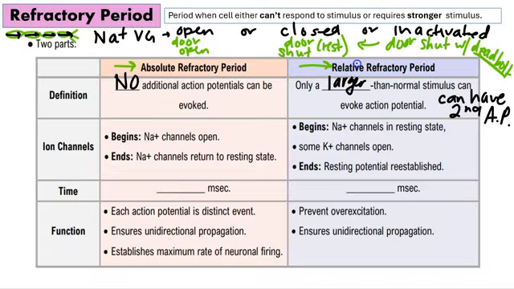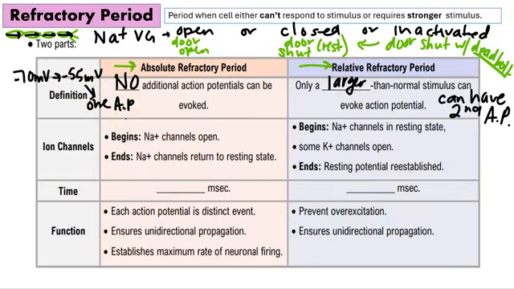We'll see this when we get to the next piece, which is the graph itself. Now, what this means is when you're at negative 70 millivolts, and then you hit the threshold of negative 55 millivolts, one action potential is going to be able to fire off, right?